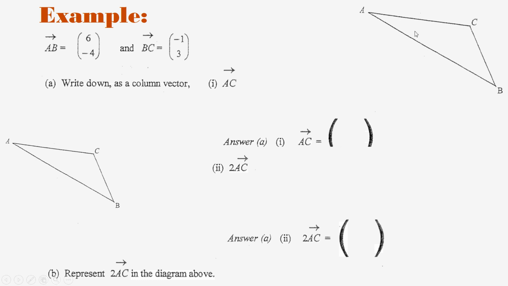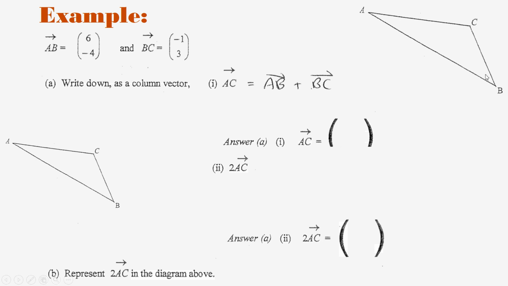BC is (-1, 3). So BC is this one. Negative 1 means go back by 1, up by 3, and so on. Write down as a column vector AC. So AC, meaning going from here to here. You know AB, and you know BC. You could think of AC as being AB plus BC, couldn't you? So the resultant vector is AC if you take this pathway, if you go AB plus BC.